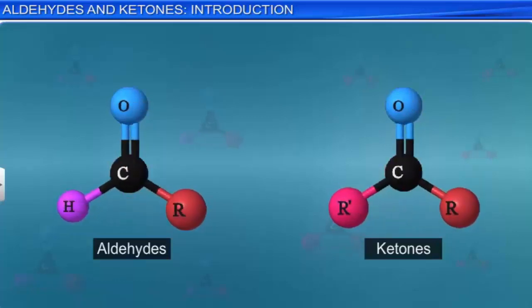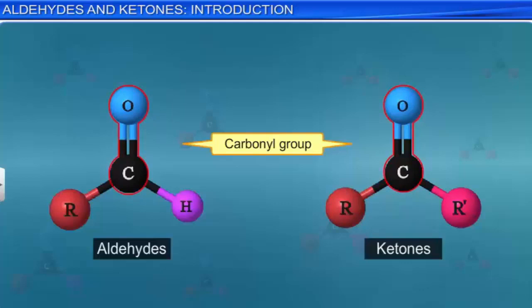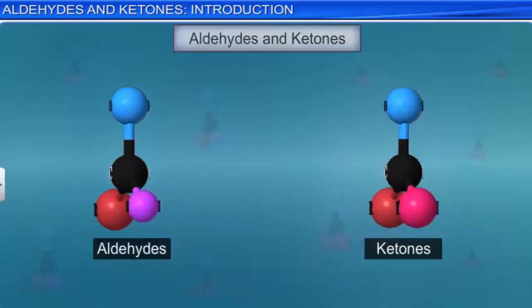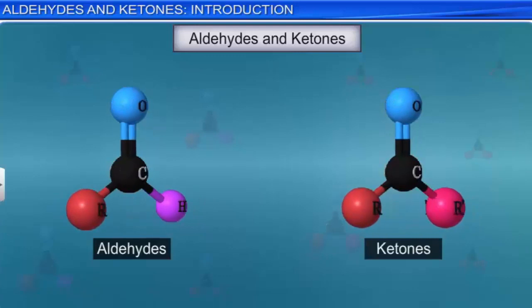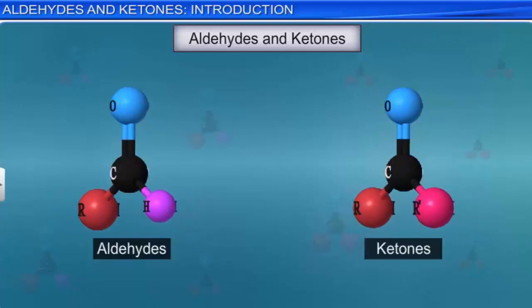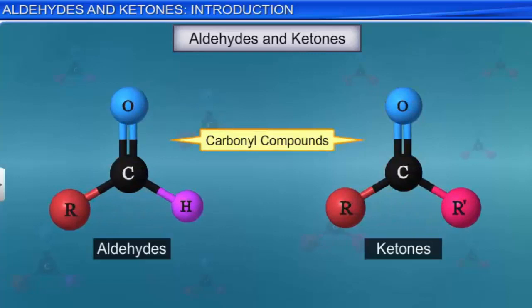Aldehydes and ketones are organic compounds that contain carbon-oxygen double bonds. That is, the carbonyl group as a functional group. They have the general molecular formula CnH2nO. Aldehydes and ketones closely resemble each other in most of their chemical properties. Hence, they are often collectively referred to as carbonyl compounds. However, aldehydes and ketones differ in the nature of the groups that are attached to the carbonyl group.